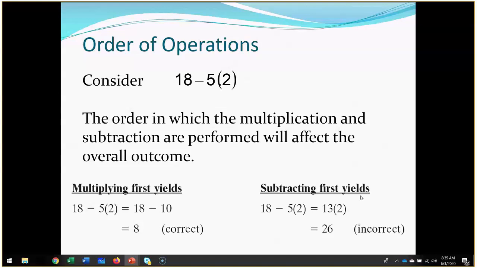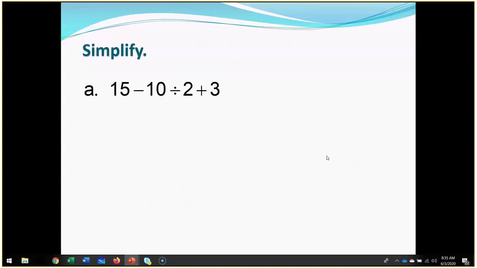Over here, if you look at what happens if you don't follow the right order, then you just go left to right throughout the whole thing and subtract first, which some people want to do. 18 minus 5 would have been 13. And then 13 times the 2 is 26. And it's not even close. So the order will make a difference through every single piece. You've got to do them in the right order if you want to get all the way down to the right answer. Okay, so here is where I'm going to start with the whiteboard.